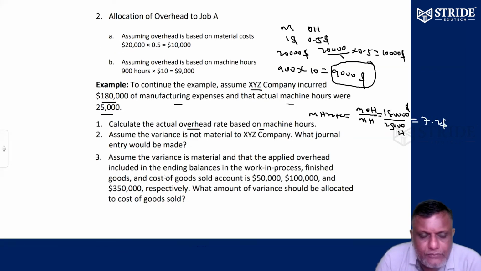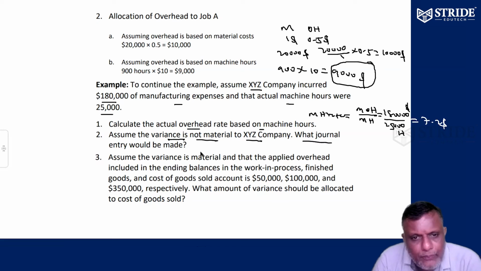Second question. Assuming the variance is immaterial to XYZ company, what journal entry would be provided? It is immaterial. What journal entry can you provide? That's the question.